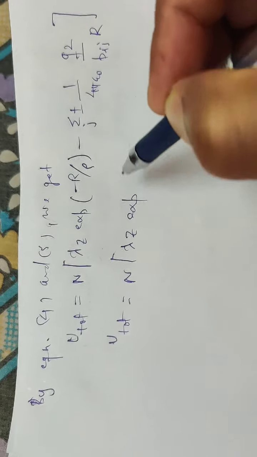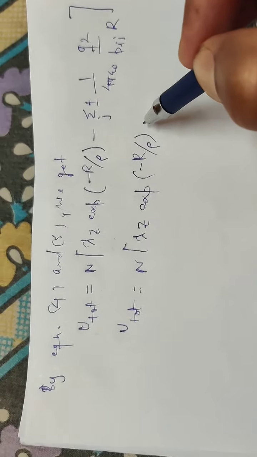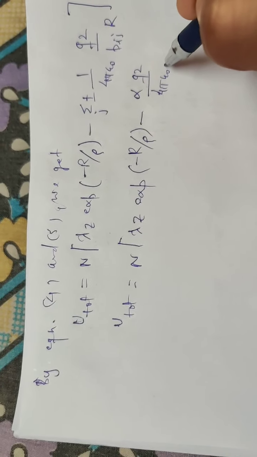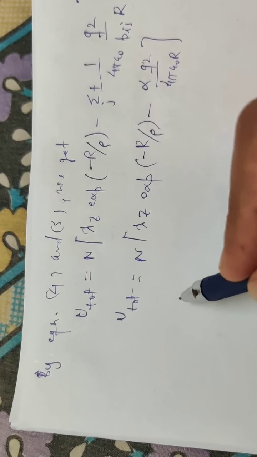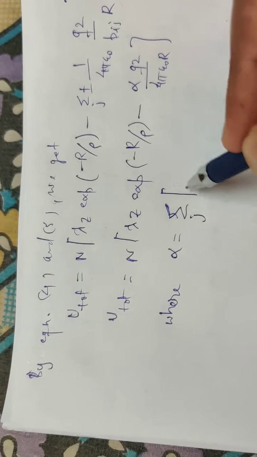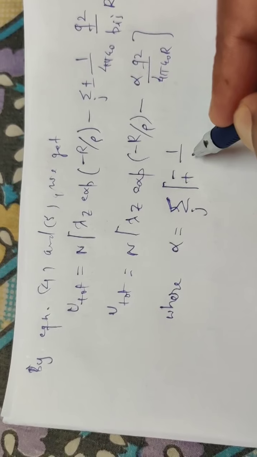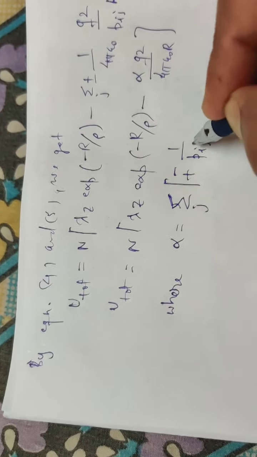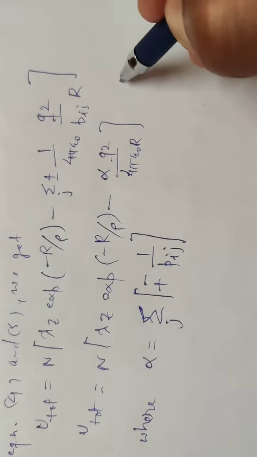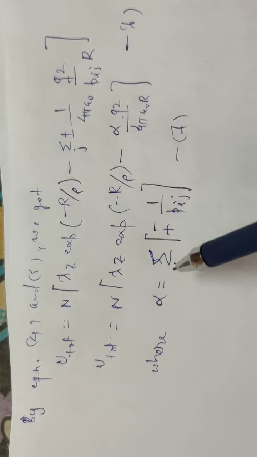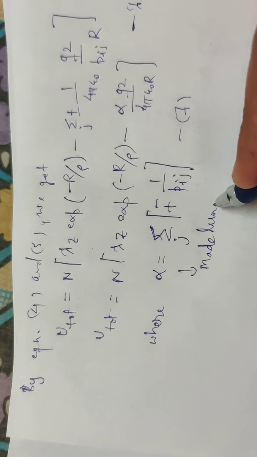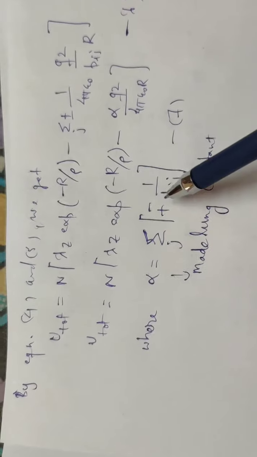So now this equation further will become lambda z exponential minus r upon rho, minus alpha q square upon 4 pi epsilon naught into r. So here in this equation, alpha is equal to sigma summation j, minus plus 1 by p_ij. This will be equation number 6, this is equation number 7, where this alpha is known as the Madelung constant, which is a dimensionless quantity.